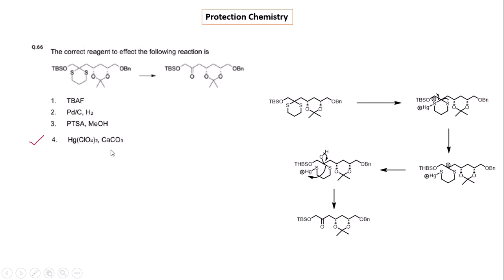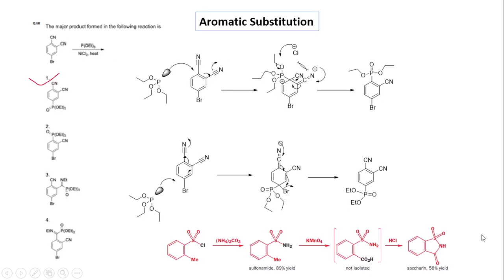Protection chemistry. Here, the correct assignment of the following reactions. We know that the diethyl intermediate has been deprotected in the presence of mercury chloride and calcium carbonate. Here, the mercury can deprotect the 1,3-dithiane intermediate to get the carbonyl compound. This is the aromatic substitution reaction, where phosphorus undergoes ipso substitution by elimination of the cyanide, and we get the ipso-substituted product by formation of the C-P bond, and option 1 is the correct.